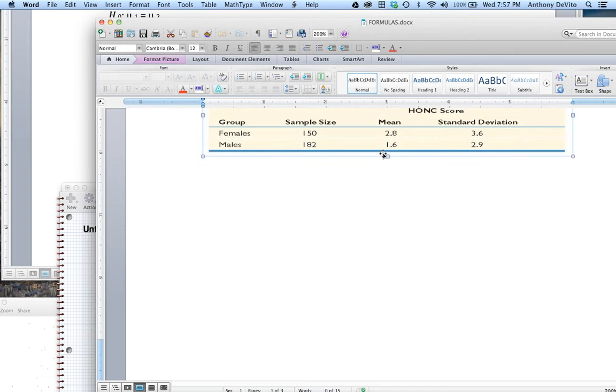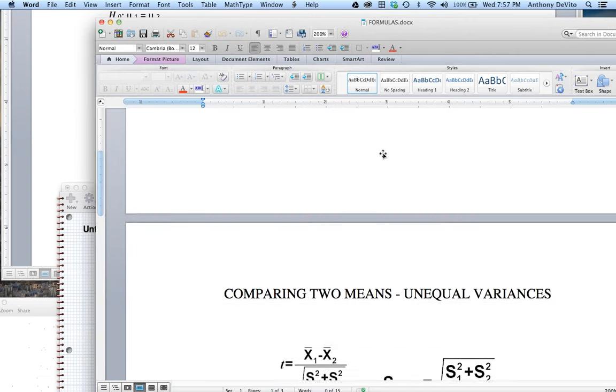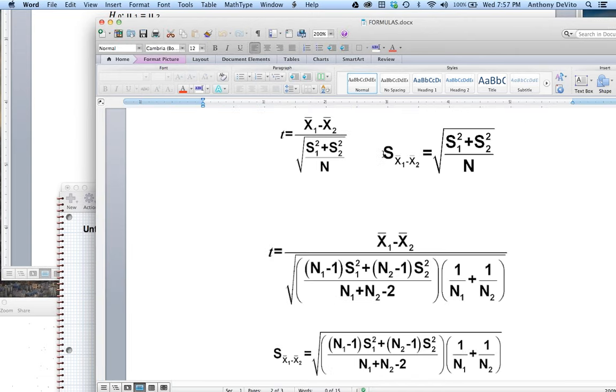Okay, let me go back up here and look at this formula. That's the pooled standard deviation. My t-score is going to be equal to, now you can use this formula right here if the sample sizes are equal for both groups, right? But they're not equal for both groups in this case. So we have to go down here and use this formula.